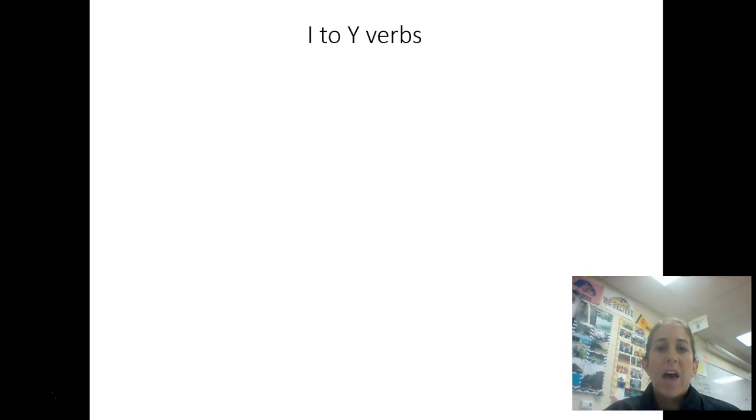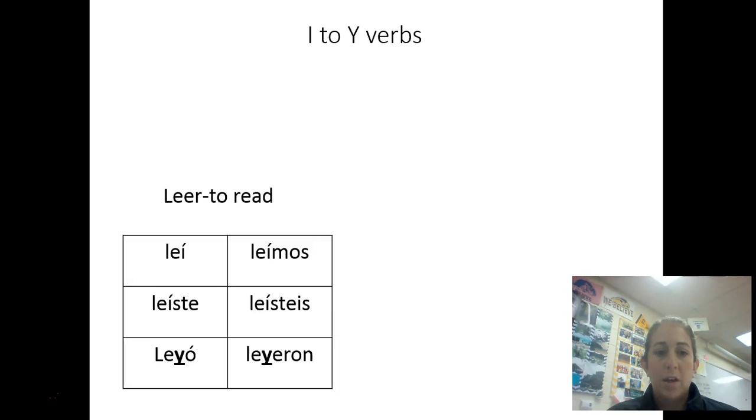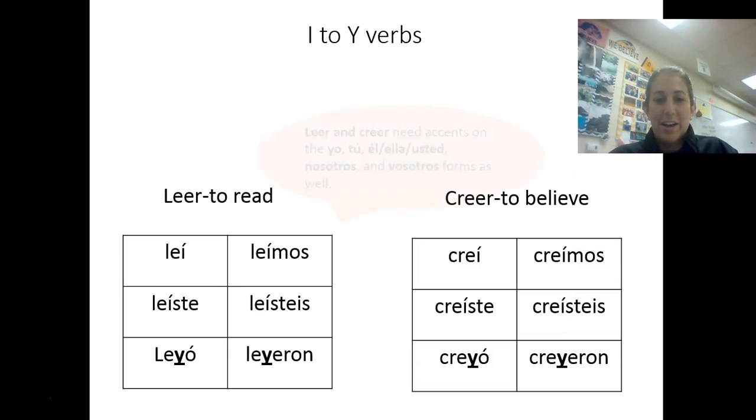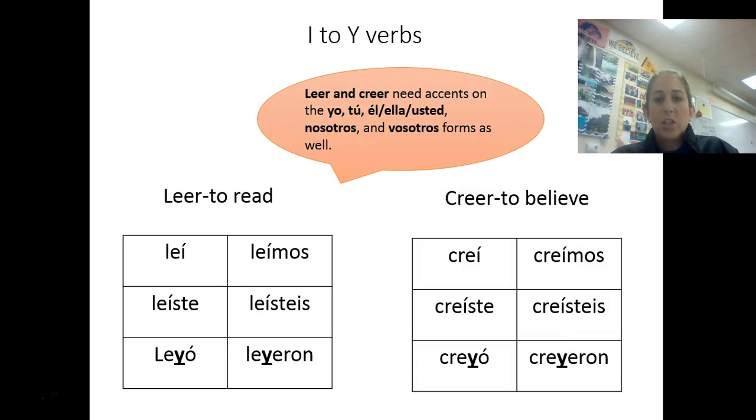All right. And then finally, we're going to talk about our I to Y verbs. All right. So let me click through these. I'm going to move me real quick. All right. So our I to Y verbs, very simple. They change from I to Y in the third person. So in that él, ella, and usted, and ellos, ellas, and ustedes.